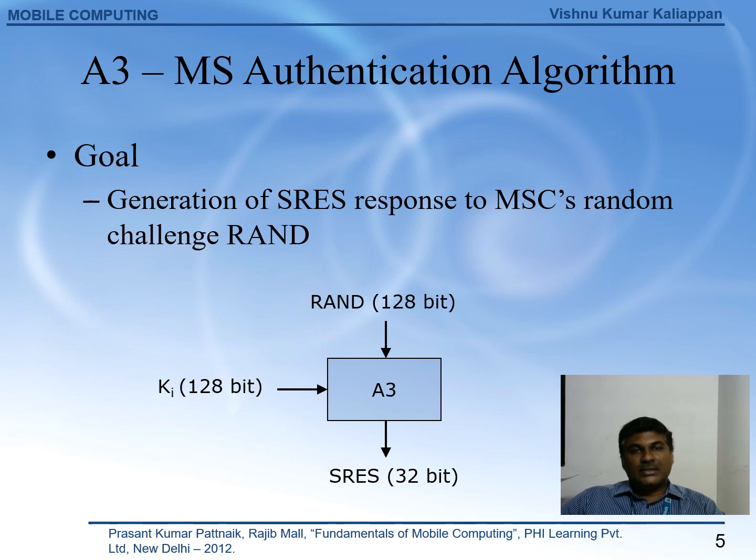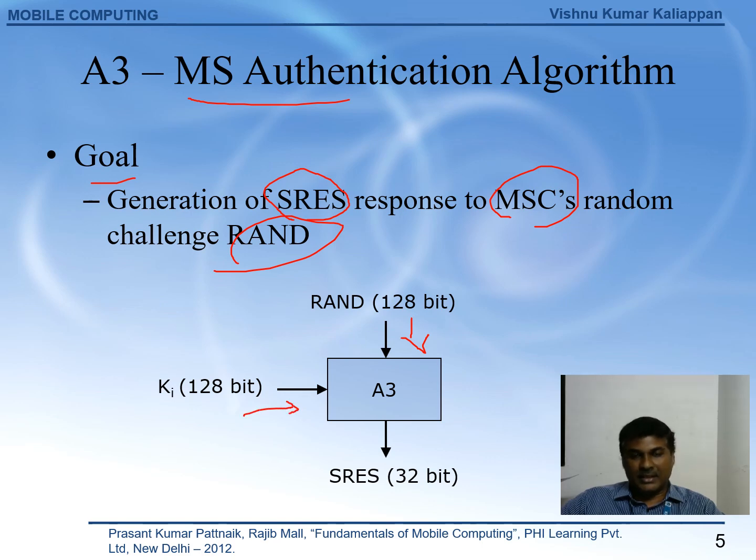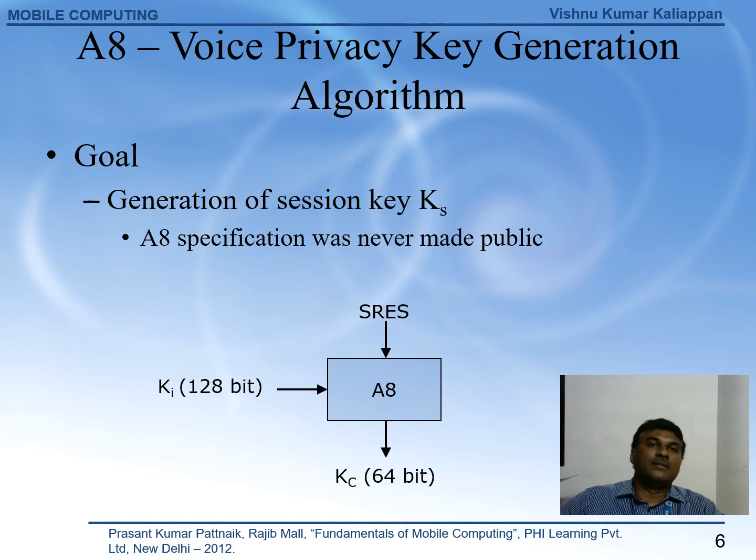So let us see what the A3 algorithm looks like. The authentication algorithm is A3. The main goal is to generate the signed response, SRES, to the MSC with the help of the random number RAND. So the inputs given to A3 are the random number and the KI key, which is about 128 bits. Then it will generate a 32-bit response.